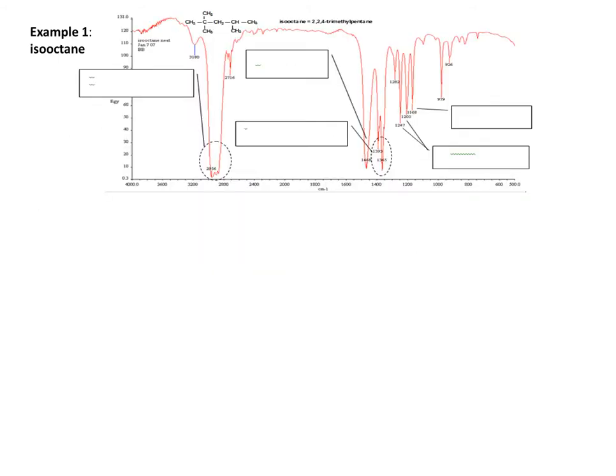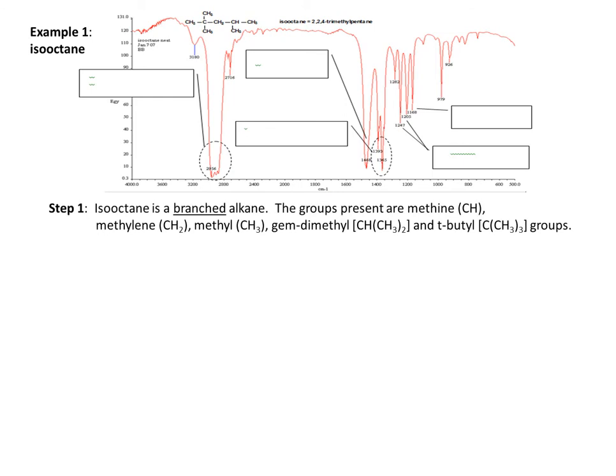First example is isooctane. So step number 1, isooctane, notice, is branched. The groups that are present, and you want to identify them, there's a methine group right here, a CH group. There's a methylene group, just one of them right in the middle. There are 5 methyl groups in this compound, and there is this gem dimethyl group. The CH dimethyl is called a gem dimethyl.